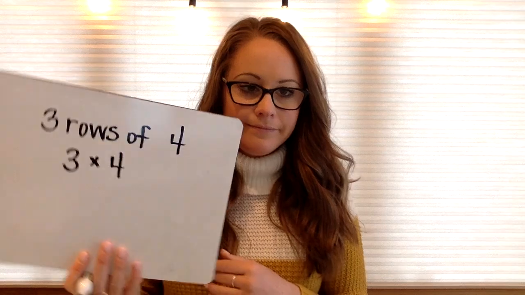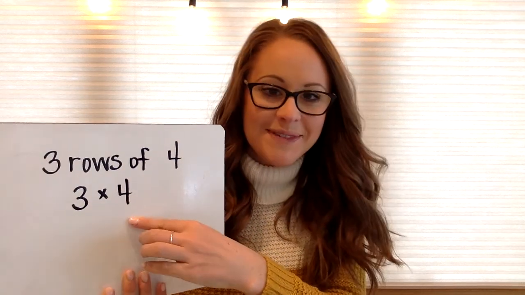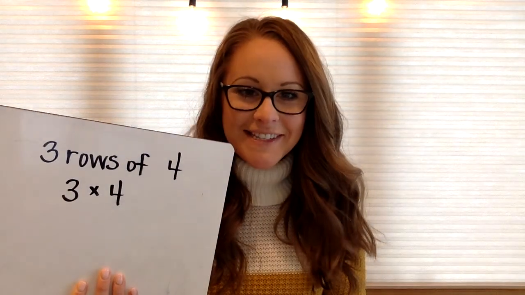On the line, you could say either one of these. 3 rows of 4 or 3 times 4. And what is the answer there? 3 times 4, that equals 12. Skip count, 4 times. 3, 6, 9, 12. Nice job. All right.